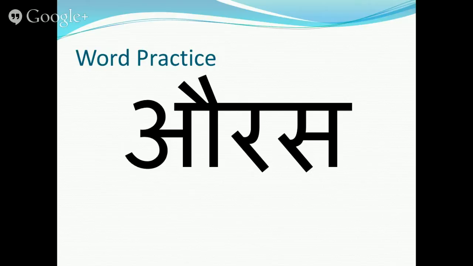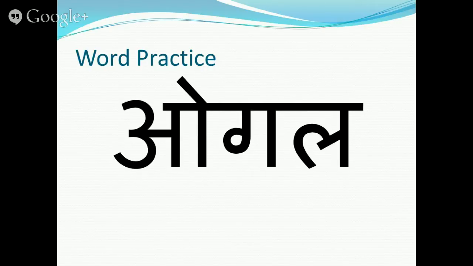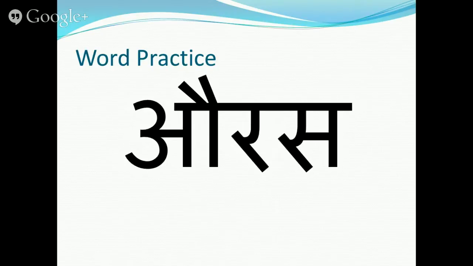This is ah. What's the difference between this and this? One line. One is o, and one is ah. Ah followed by ra followed by sa. Aras, aras.